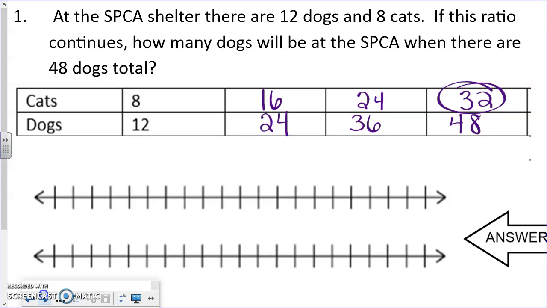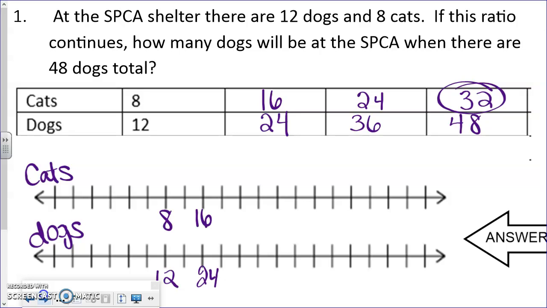Going back to what we did yesterday, we can also do it on the double number line, and we could start off with 8 cats to 12 dogs, and then extend out the pattern. So then it'd be 24 and 16, 36 and 24, and 48 and 32. So it's totally up to you. If you looked at it and said, oh, I know 12 times 4 is 48, you could have jumped straight to that one. So let's move on to question number 2.